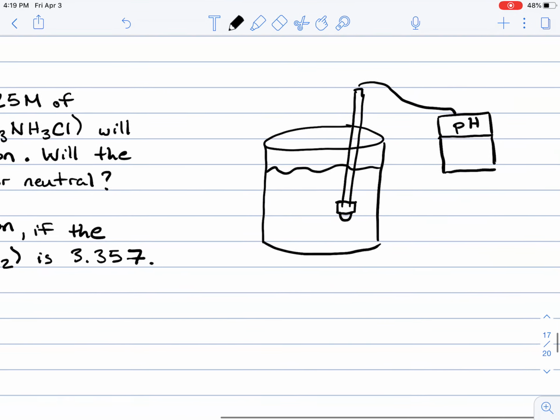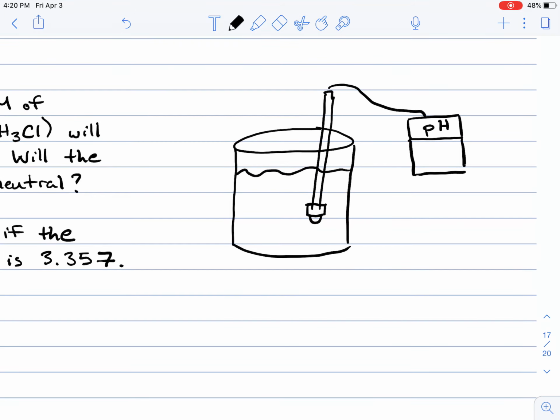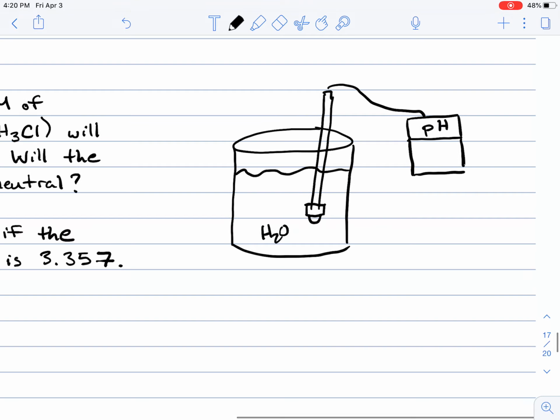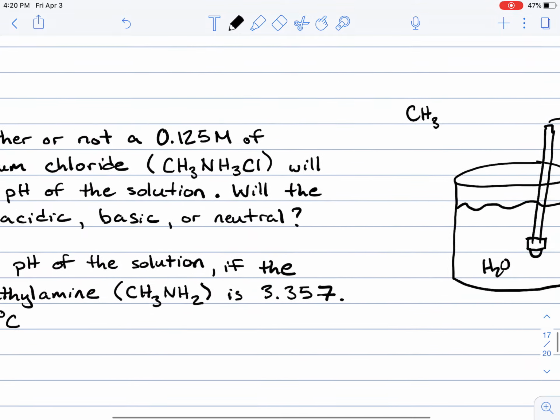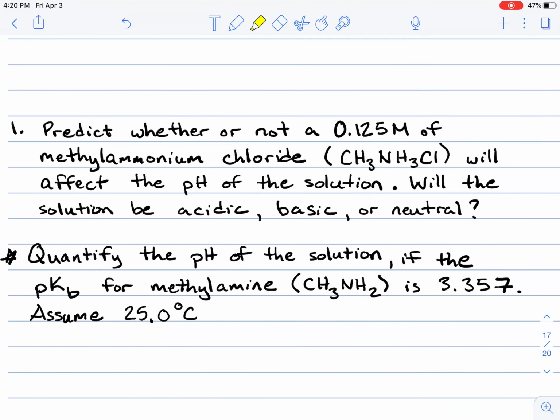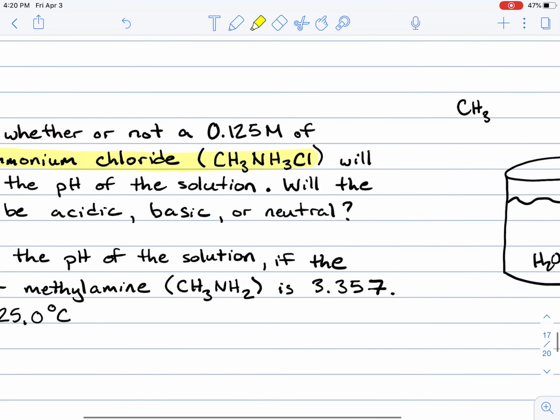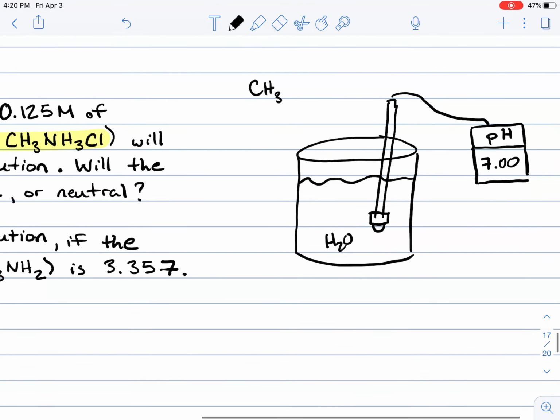So we're going to take a step back and visualize this whole process. We're going to take a beaker and fill it with water, and then we're going to stick in this pH probe. This pH probe is going to determine what the pH of the solution is. If it's just pure water, let's say it's 7.00. And then we are going to take our ionic compound, in this case methyl ammonium chloride, and place it in water.